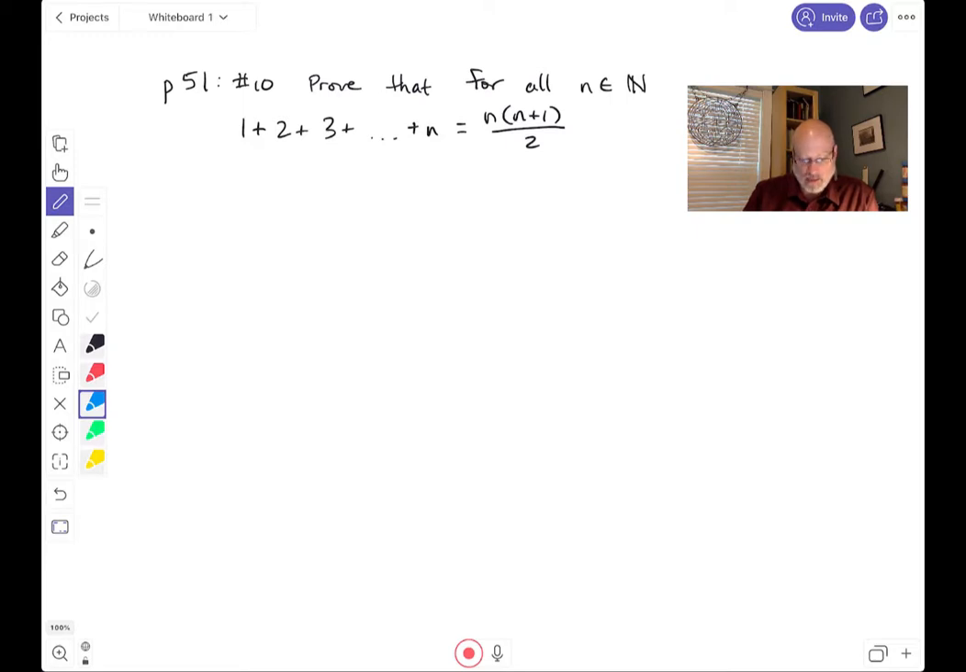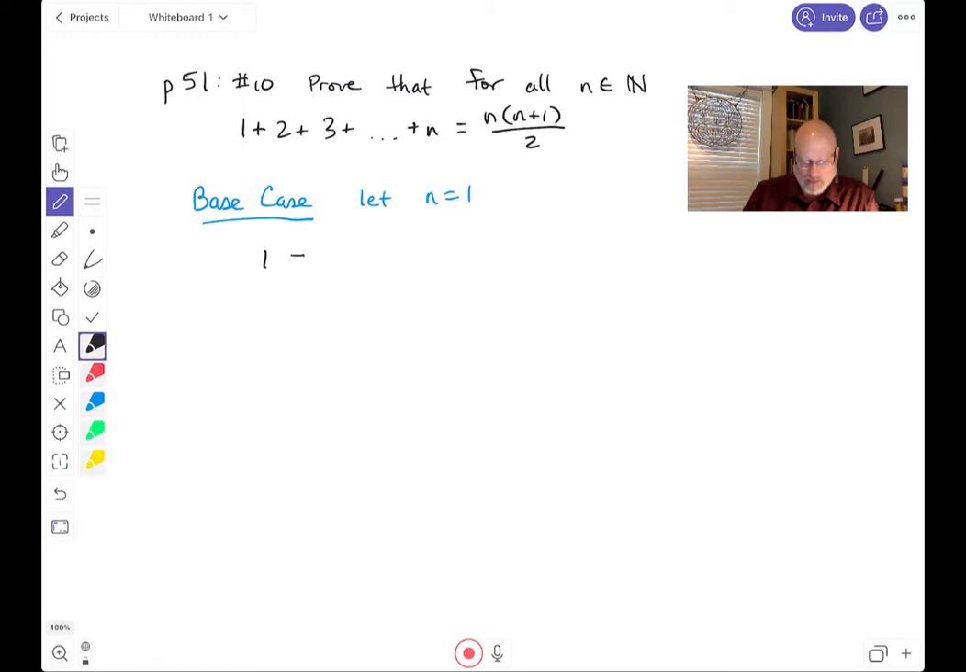So I'm going to write this down as my base case, and I'm going to say let n equal 1. Then we're going to think about what the left-hand side would look like. Since we're adding up all of the numbers to 1, we basically just have 1 on the left-hand side.